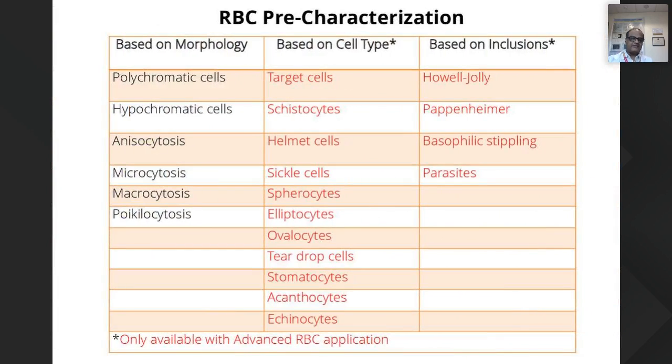Now let us come to the RBC. When you're talking about digital morphometry, the CellaVision actually counts 3,000 RBCs, and classifies them into these groups of cells based on the morphology, the cell type, and the inclusions. I'm not going to go into individual things, but I'm going to tell you about the morphology, the cell type, and the inclusions.